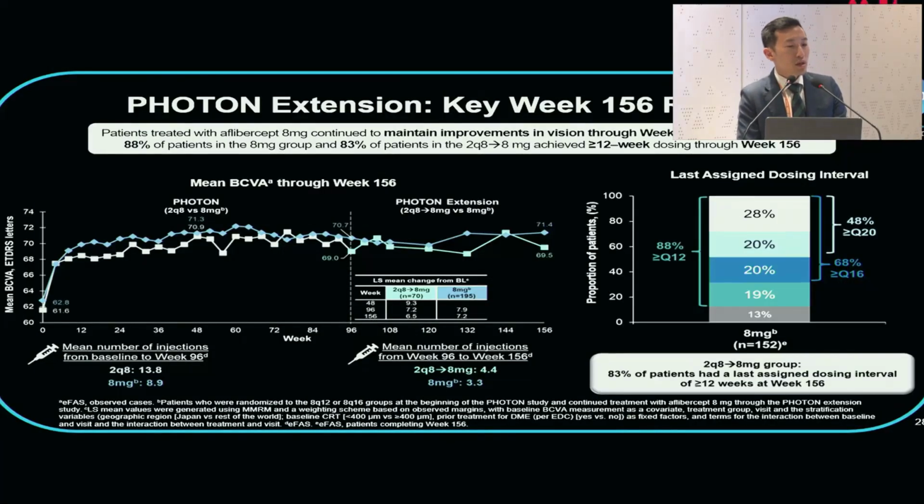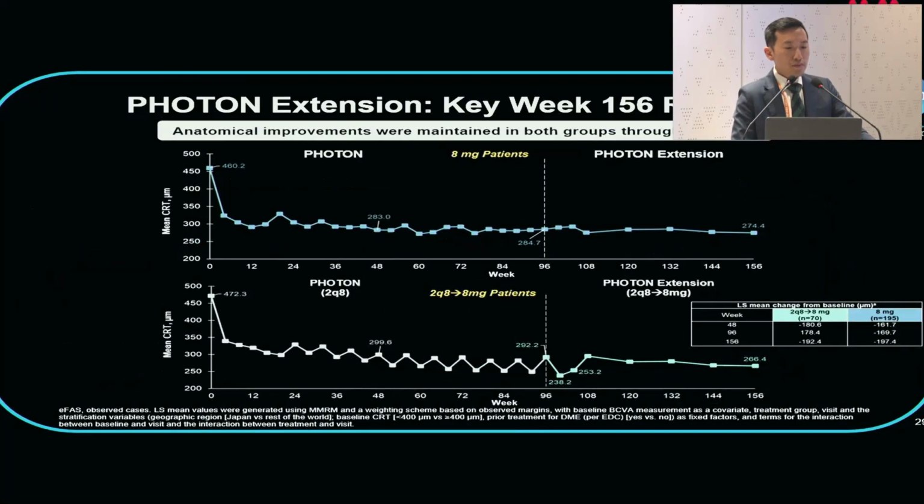I'm going to very quickly talk about some new data that we have on the 156-week results with PHOTON extension. Here you can see that in this extension phase of the PHOTON study, visual acuity was stable right through to year 3, and you can see that 88% maintained a Q12 and 83% had last assigned interval of Q12 at week 156. I draw your attention to the low number of injections given between year 2 and year 3. Likewise, CRT was stable up to year 3, and these extension studies are important in this generation of durability trials because we really want to see how these are performing over a longer period of time. Thank you very much.